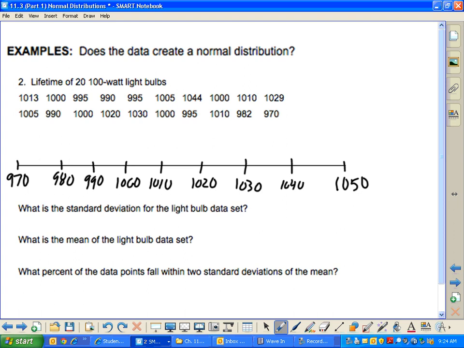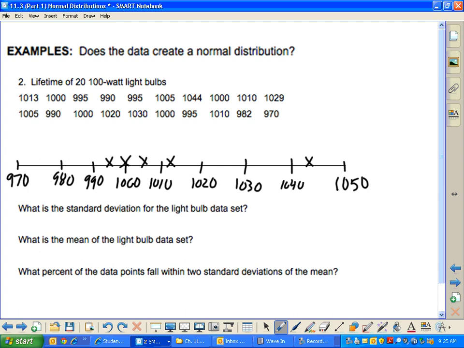Now I'm going to start making some dots to plot my data values. Essentially, I make little X's. For instance, I see 1,013 as my first data value. That's a little bit beyond 1,010, so I'll put an X right there. Not quite halfway, just in between there. 1,000, that's on my number line, so I'll put an X there. 995 is halfway between 990 and 1,000. 1,005 will be halfway between 1,000 and 1010. 1044, almost halfway to 1050.